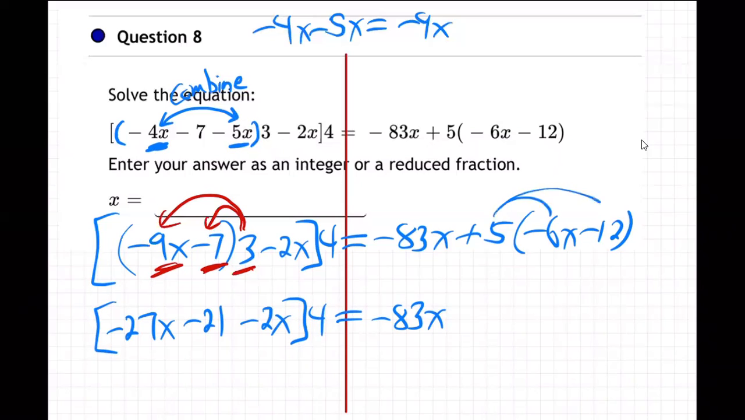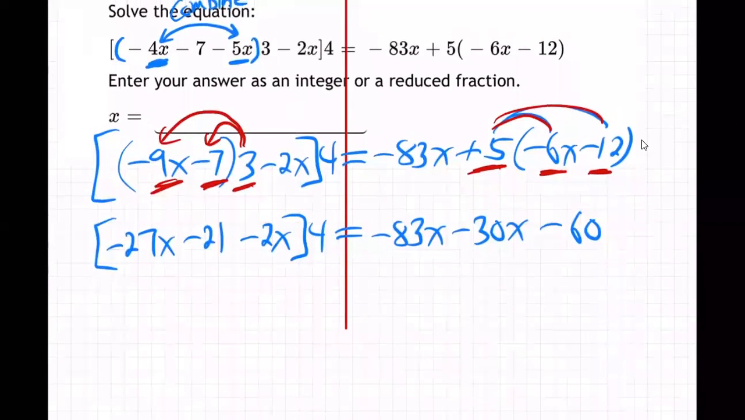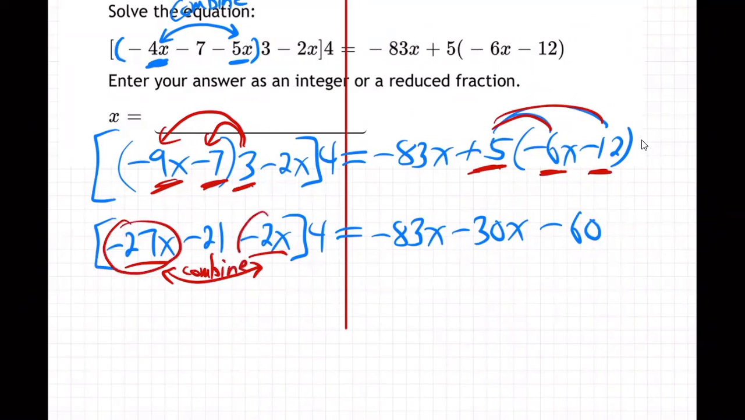Here, this 5 is going to go to both, right? You tracking with me on that? It's plus 5 is going to multiply that and that. So we get minus 30x minus 60. All right. Now we got to combine. See this and this? We're going to combine them because they're both in the same world. Minus 27x and minus 2x, they'll make minus 29x.